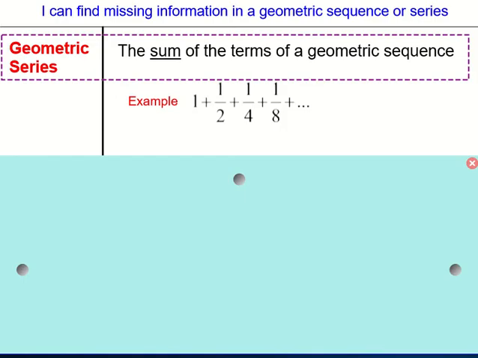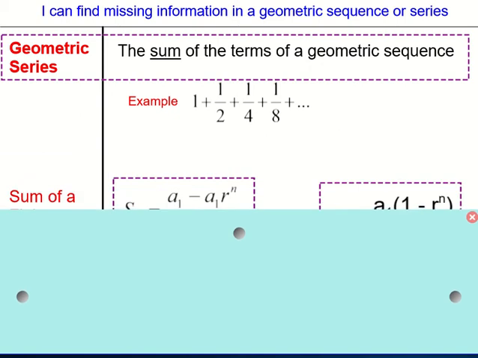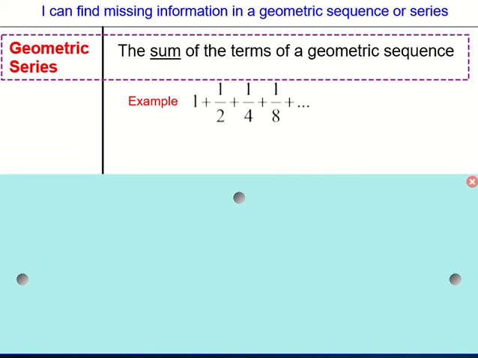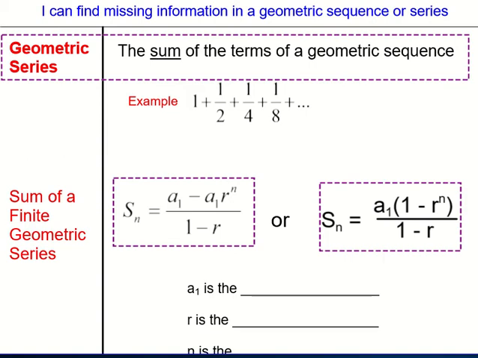A geometric series is the sum of the terms of a geometric sequence. For example, we have a geometric sequence below, and now we are going to find the sum of this example. In order to find the sum, we need these two equations. There isn't a correct one versus the other, it's just a personal preference.